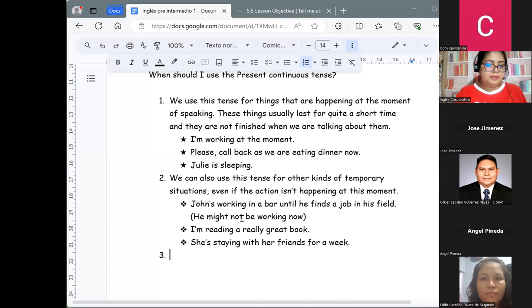So number three, we can use the present continuous for temporary or new habits. For normal habits that continue for a long time, we use the present simple. We often use these expressions like these days or at the moment. Vamos a hablar de hábitos nuevos o hábitos temporales. En el caso de que sean hábitos que van a durar mucho tiempo, vamos a utilizar el presente simple. En este caso solo tienen que ser hábitos que van a quedarse con nosotros un periodo de tiempo nada más.